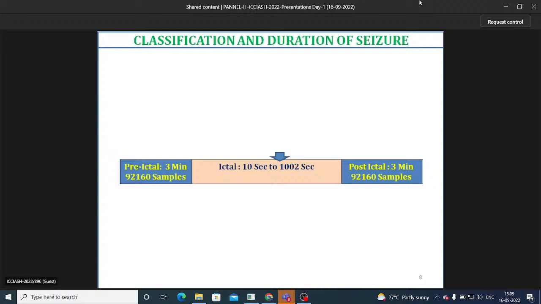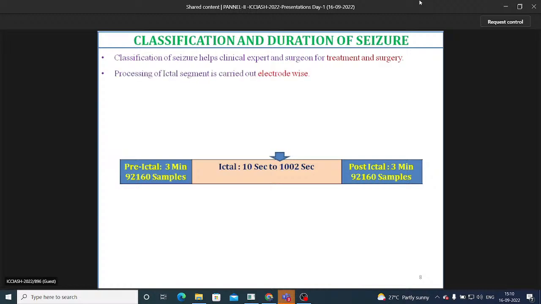For that, this is the data that we have. In the database, there are 3 minutes of pre-ictal segment, and then the ictal, which is the seizure, lasting from 10 seconds to 1002 seconds, depending upon the patient, and finally we have 3 minutes of post-ictal, that means after the seizure. As we know, the classification of a seizure is very important in case of treatment and for surgery in case of an epileptic seizure.